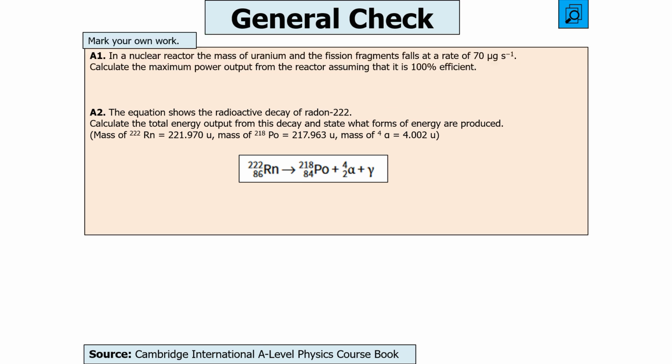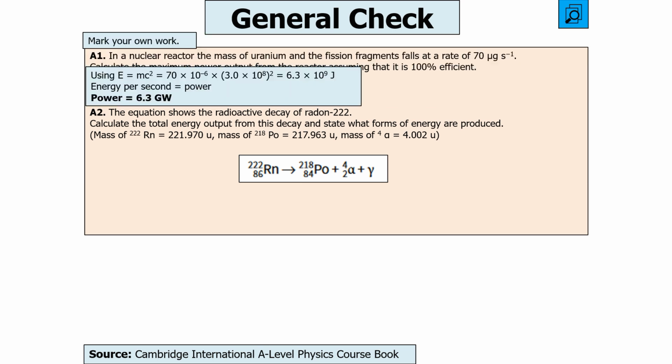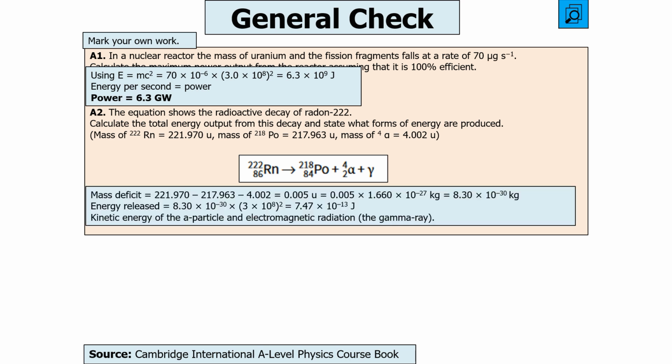Right, in this first one, we know E equals mc squared, so 70 times 10 to the minus 6 times by 3 times 10 to the 8 squared, so every second you've got an energy being released of 6.3 times 10 to the 9 joules. The energy per second is the power, so that is the answer, so it's 6.3 gigawatts. In the next one, we know the mass deficit is going to be equal to the mass of the radon minus the mass of the plutonium, the alpha particle, and the gamma, but obviously there's no mass for the gamma.